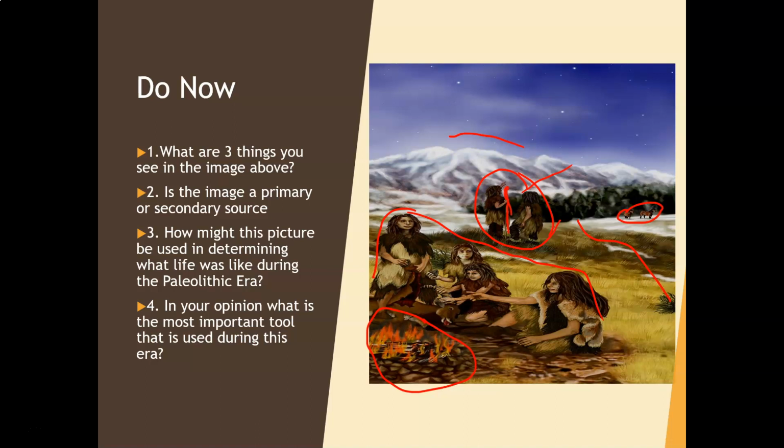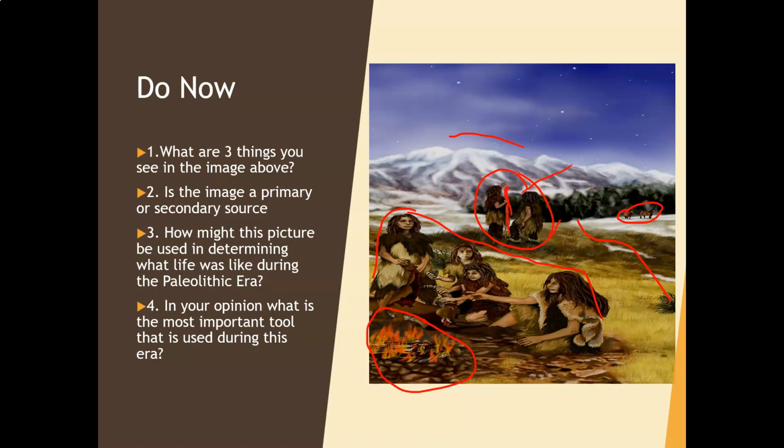So this painting was not made during the Paleolithic era, so this is a secondary source. It's someone painting a picture of what they deem life was like back then, right? If this was a selfie of someone taking a selfie during that time, that's a primary source, right? If this was a first-hand account of someone's life during that time period, that's a primary source. This is a secondary source, okay?